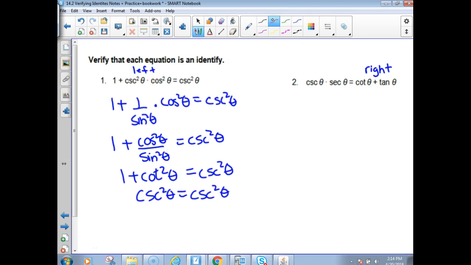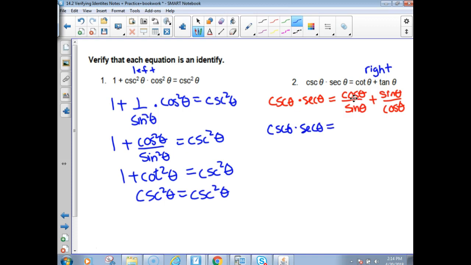And I'm going to give myself some room, so I'm going to scooch it over here, else we're going to be crammed up. Okay, so cosecant theta times secant theta. Now I'm going to trade the cotangent for cosine theta over sine theta, plus, trade for the tangent, sine theta over cosine theta. Rewrite the left side.